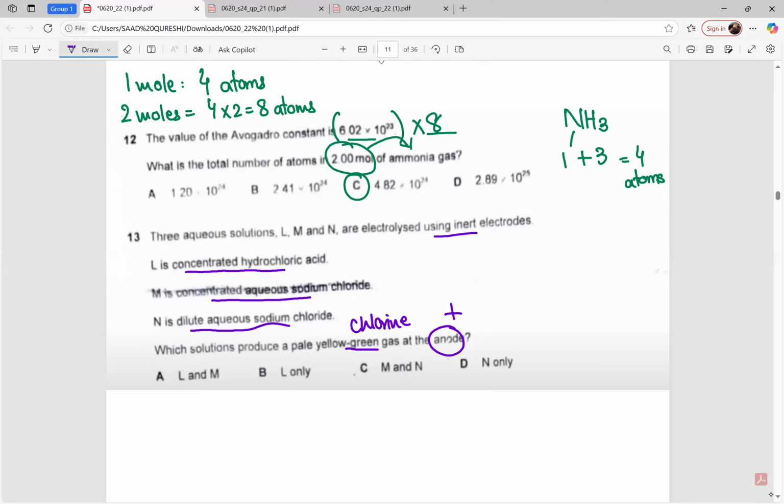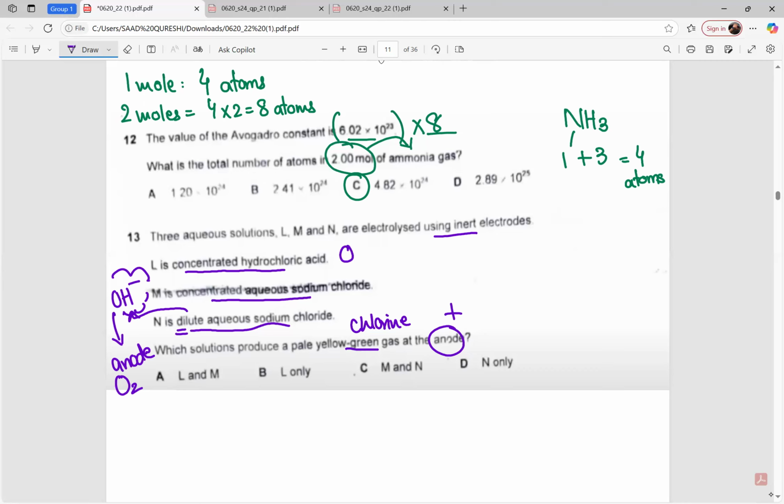As for the dilute solution, in every dilute solution, we get hydroxide ions going towards the anode and forming oxygen gas. In all the dilute solutions, hydroxide ions will go to the anode. Remember this thing, all the dilute solutions. In the concentrated solution, any anion other than hydroxide ion will go to the anode.